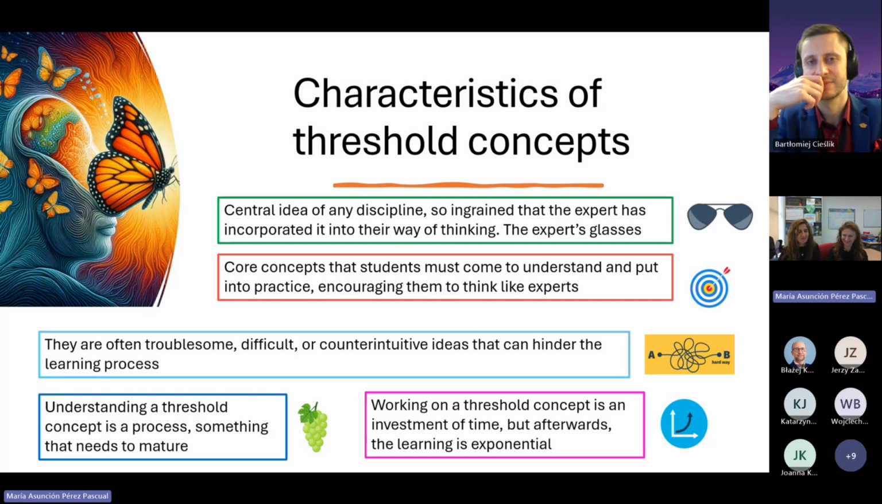For example, I teach electronic devices, for which I need the threshold concept, Ohm's law, but I don't explain it in that subject. But it appears in every single lesson, so I work on it. And when the students cross that threshold understanding, the learning is exponential.